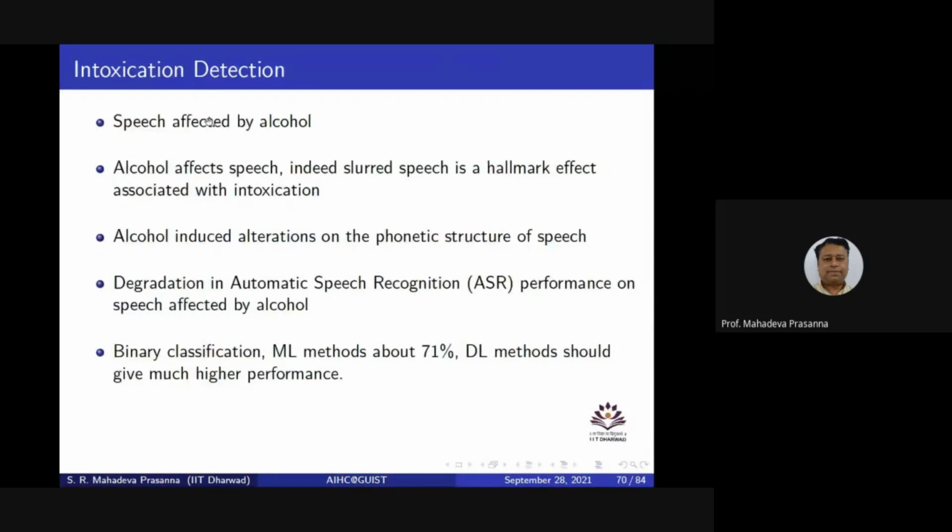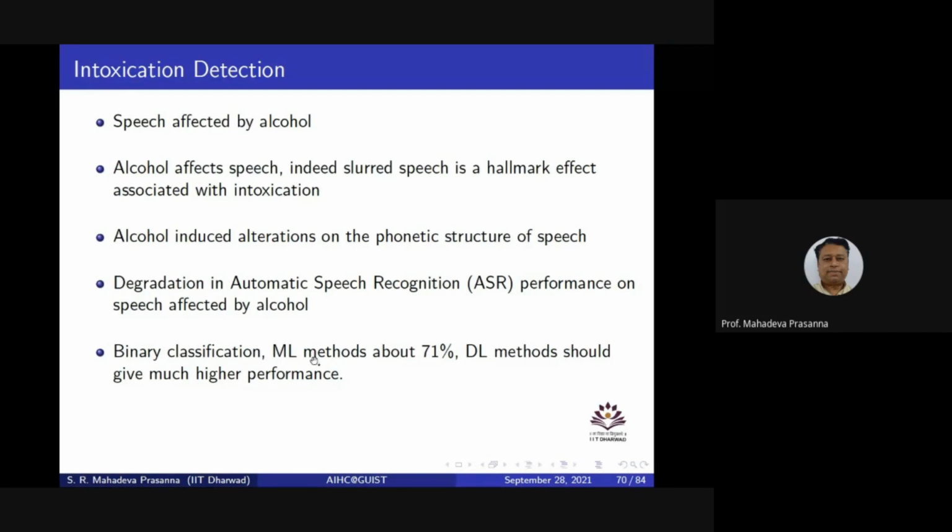Similarly, for intoxication, people can detect whether the person has consumed alcohol or not by collecting speech data from that person. People have attempted binary classification, whether alcohol is consumed or not. With ML methods, again, the performance is hovering around 70%. Whereas if you want to use it commercially, it should be more than 95% or 99% to say whether this person has consumed or not. DL methods should be able to do that.